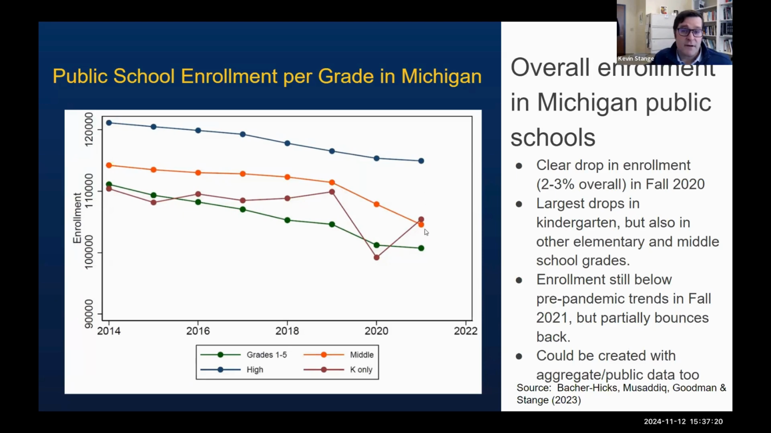And then you see a recovery, but again, not fully. This type of graph, we were able to make it sort of faster than others, but you can make this with just aggregate data that is published by many states. So Michigan has a terrific portal, My Student Data. Is that what it is? I always forget that name.